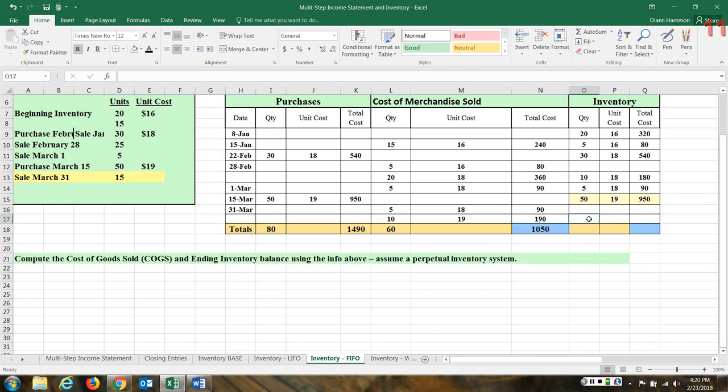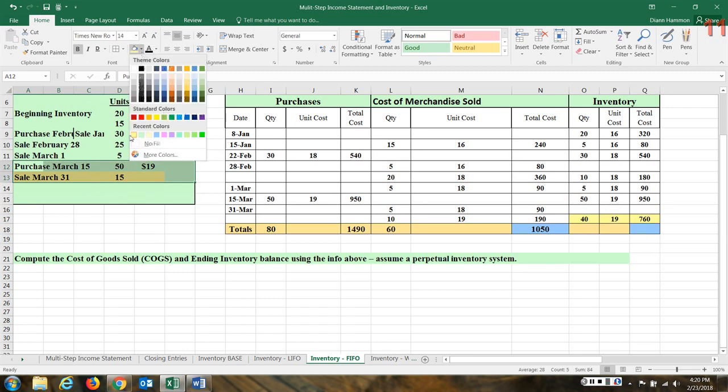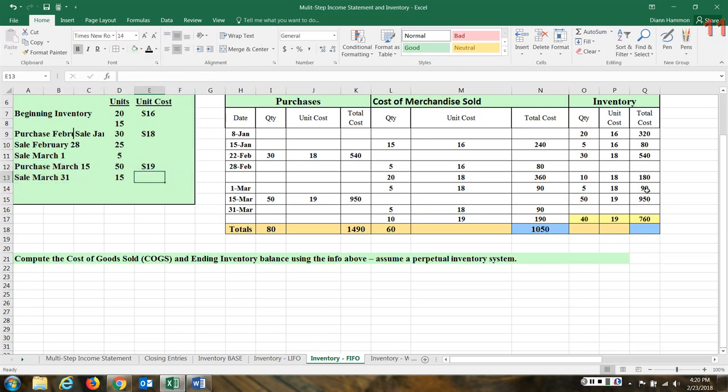So now what's left? Well, we had 50 items at $19. We removed 10 of those. So now we have 40 items left, and they are valued at $19 each. So a total of $760. So let me get my highlighting caught up. So this is the ending inventory now. And I'm just going to put this in green so that we know all of the transactions have been taken care of as well.